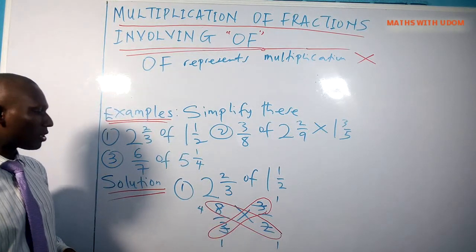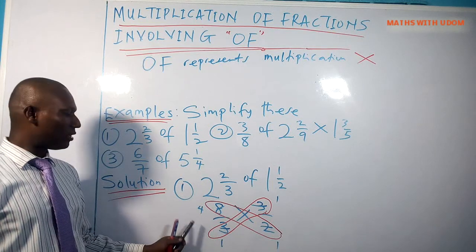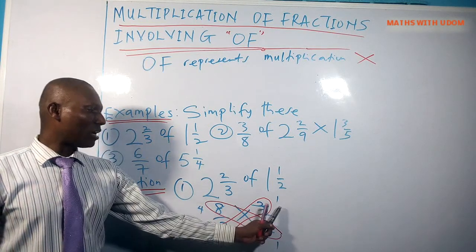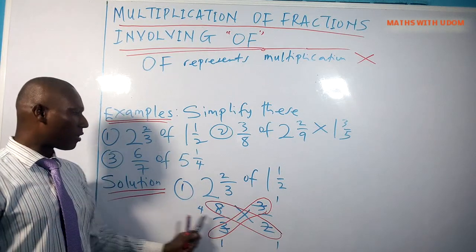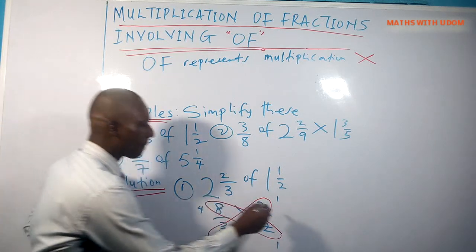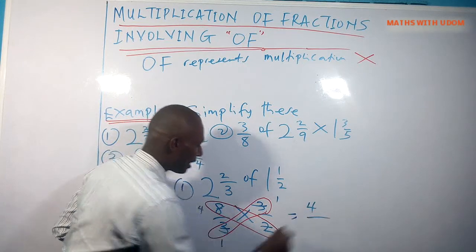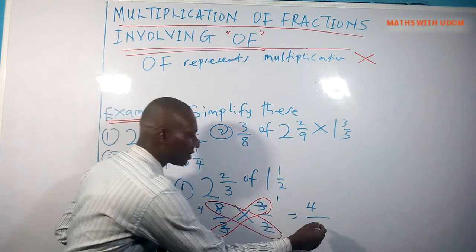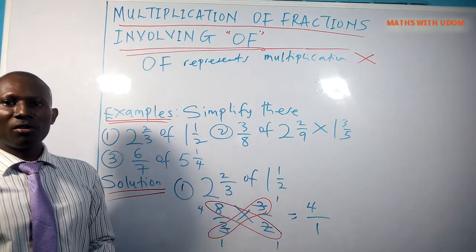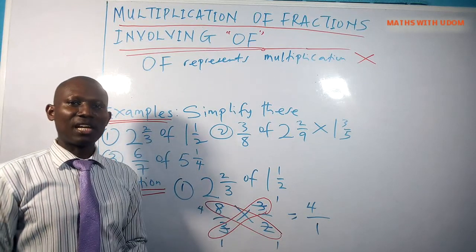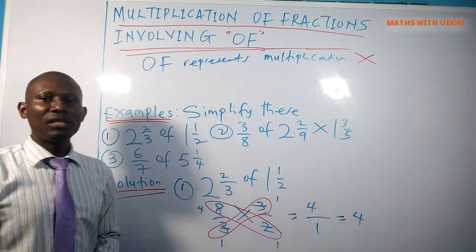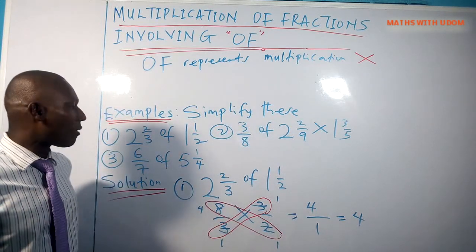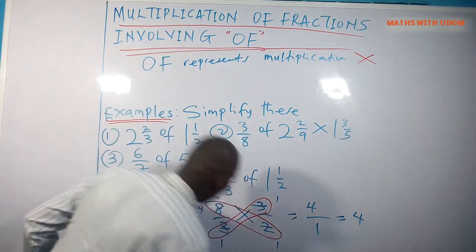So the next thing is what? Multiply the remnants. 4 in numerator, then 1 here, then 1 in denominator and 1 at the other side. So 4 times 1 will give us 4, divided by 1 divided by 1 is still what? Is still 1. So 4 divided by 1 is still the same thing as 4. So our final answer for that question is 4. 4 is our answer. Let's move to example 2.